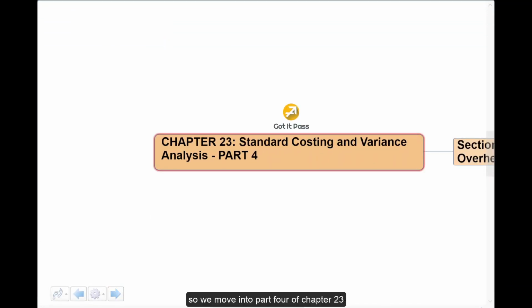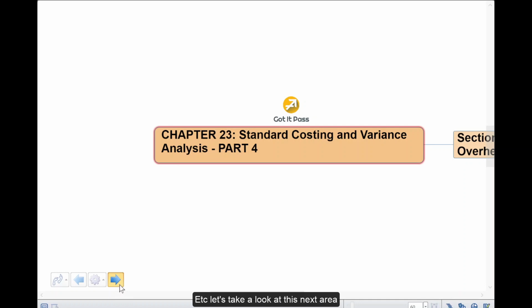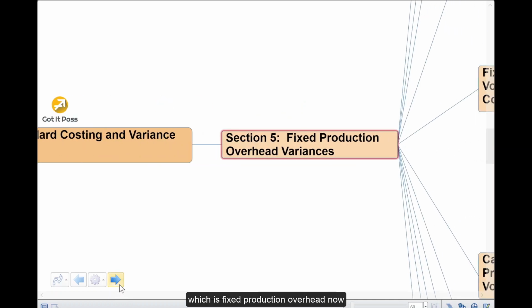So we move into part 4 of chapter 23, standard costing and variance analysis. We've covered a fair amount of ground already. We're going to now move into slightly more complex variances, but broadly speaking, our approach will be the same in terms of formulas, reasons, etc. Let's take a look at this next area, which is fixed production overhead.